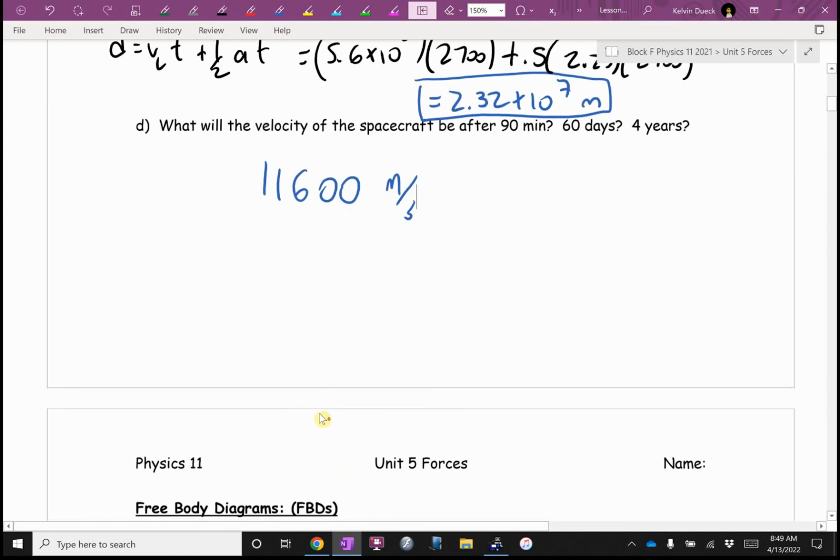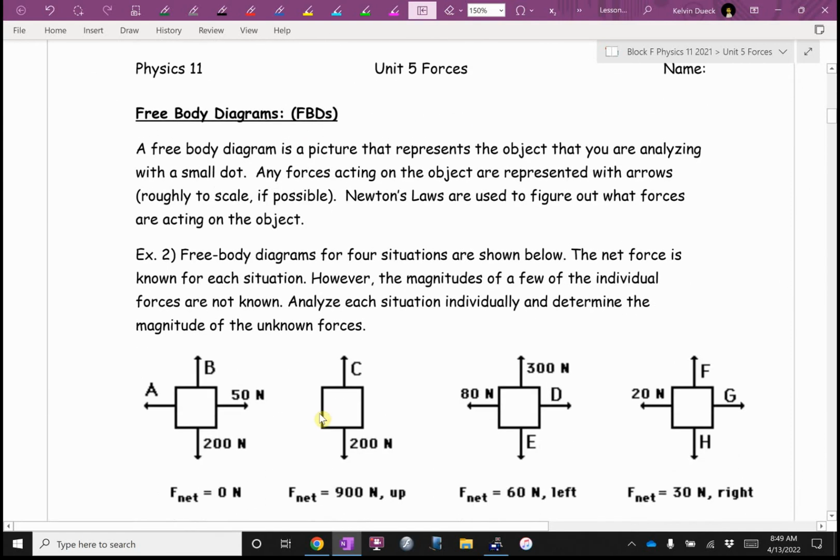Now we're going to get to the lesson part, so sit up and pay attention. A free body diagram. I abbreviate these as FBDs, free body diagrams. What's a free body diagram? It's a picture where we represent the object that we're looking at, the mass that we're looking at, with a little dot, and any forces acting on the object are represented with arrows, drawn roughly to scale. And what do I mean by roughly to scale?